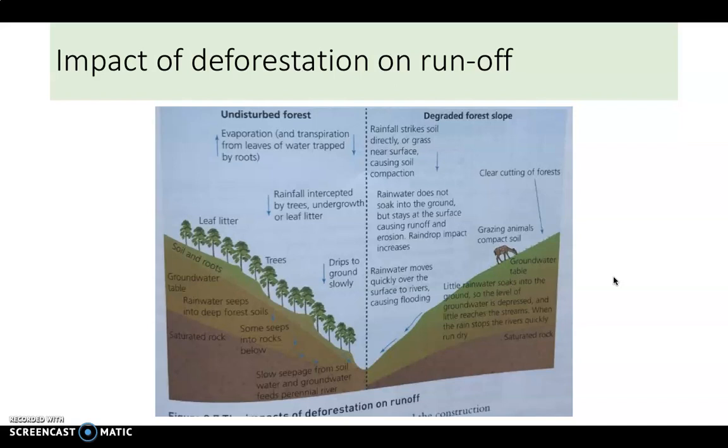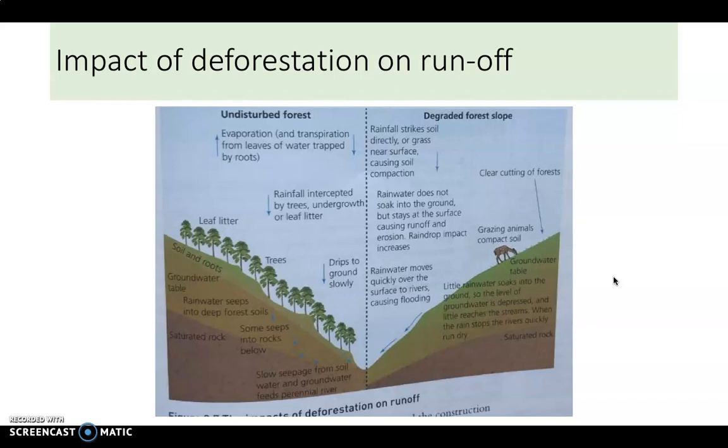So the groundwater, it's got a good store. The rainwater seeps into the forest soils. Some of it goes down into the rocks, and it's a very slow process, meaning that you don't get excess levels of saturation. On the right hand side is what we call a degraded forest slope.